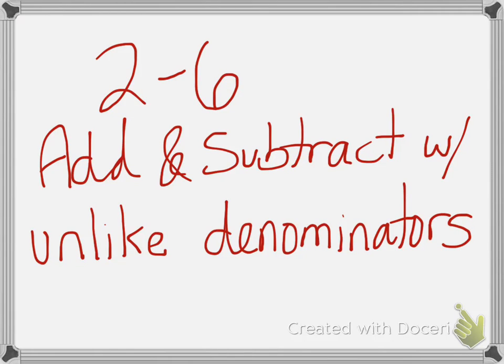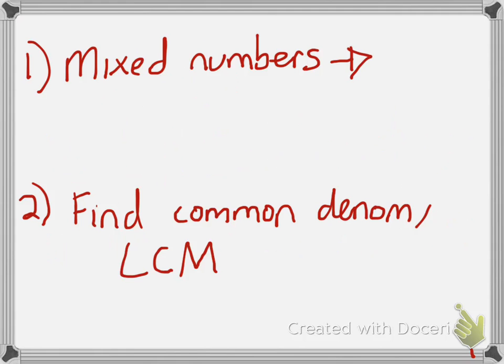Okay, this is 2-6, and we will be adding and subtracting with unlike denominators. Denominators are the numbers in the bottom of the fraction. So this here and this here, that's what we will be looking at. What do we do when they're not the same?